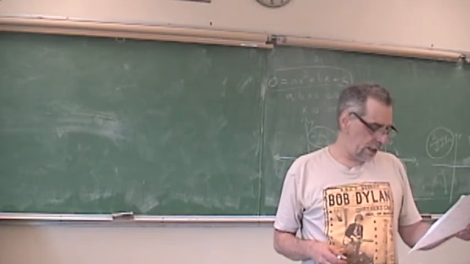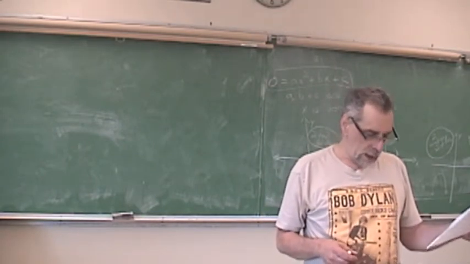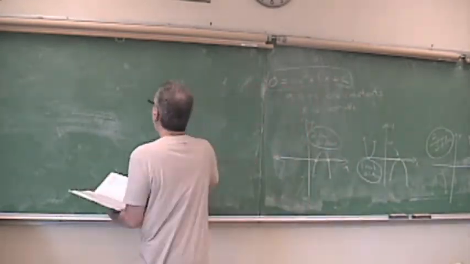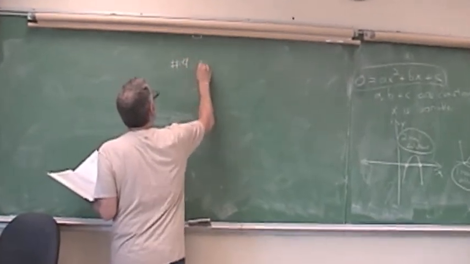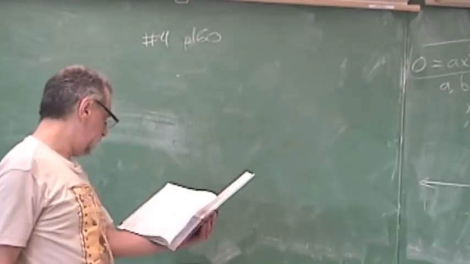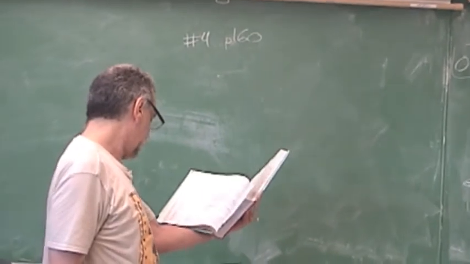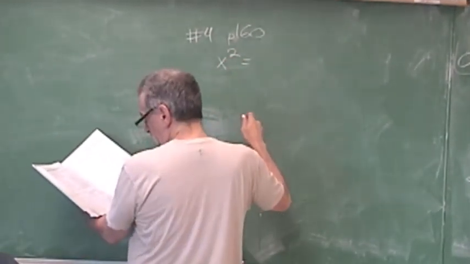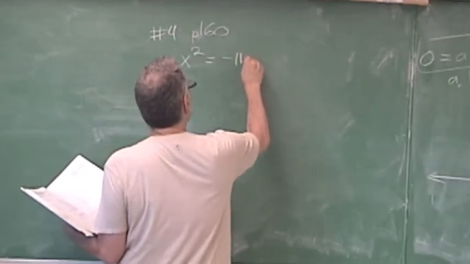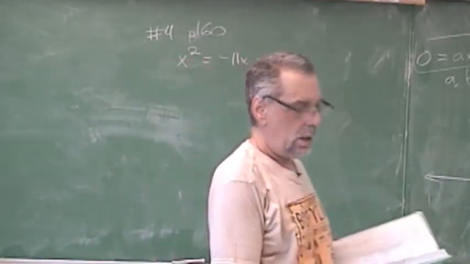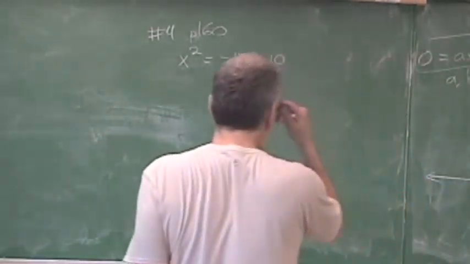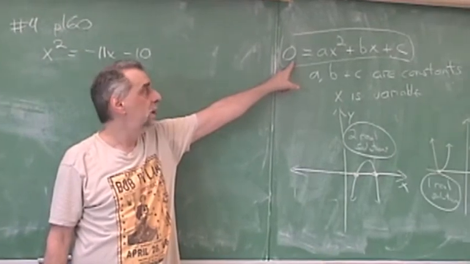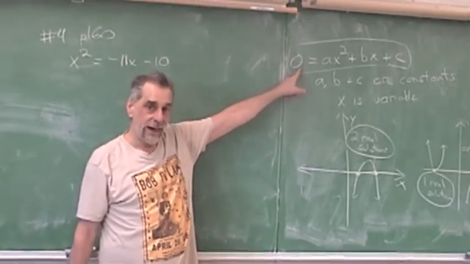All right, so we're going to look at number 4 on page 160. This is an example of a quadratic equation. The first thing we want to do is put it into this form. We want to have it in this form in order to use this zero factor property.